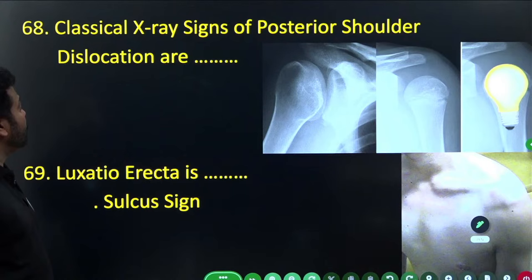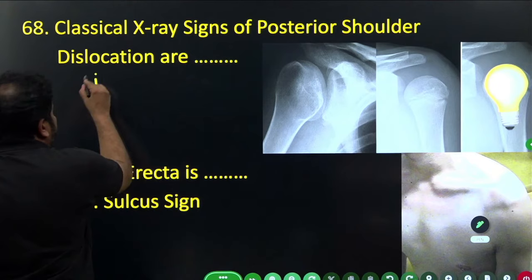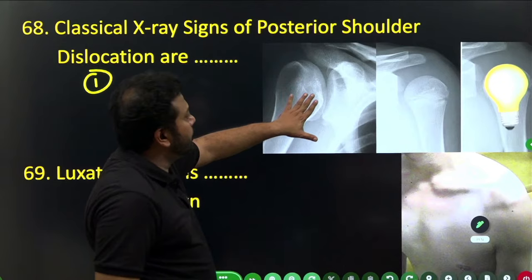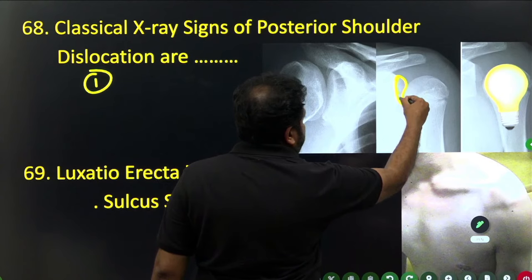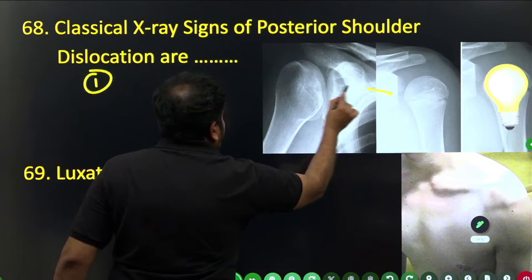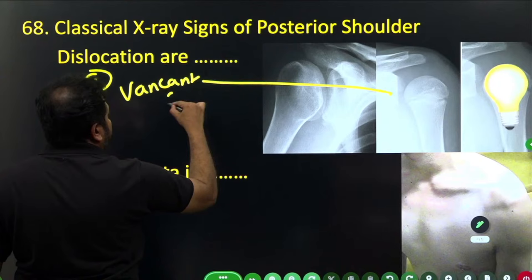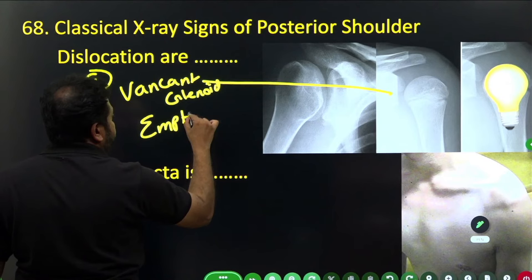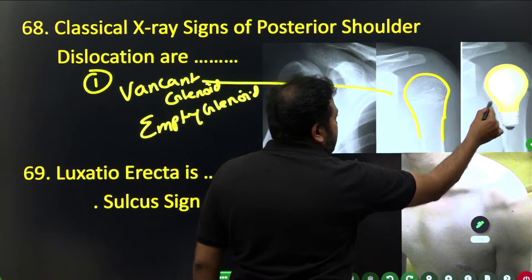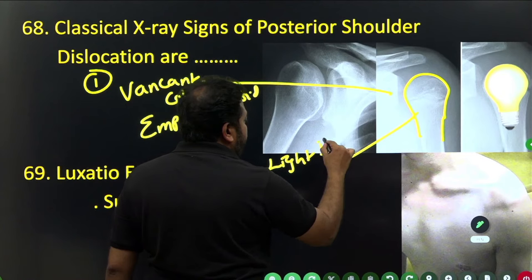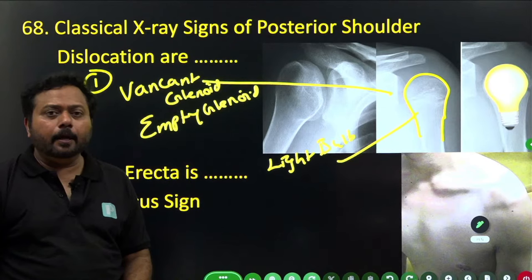Classical X-ray signs of posterior shoulder dislocation: you look at here, 2 signs are there, right? This is a normal shoulder joint, head of humerus and glenoid cavity. Here I am able to see the glenoid cavity totally empty. So this is called vacant glenoid, otherwise called empty glenoid sign. When you look at the head of the humerus, it looks exactly like a 40 watts old Philips bulb. So this is otherwise called light bulb sign. Two named signs of shoulder dislocation, and both happen only in posterior shoulder dislocation.